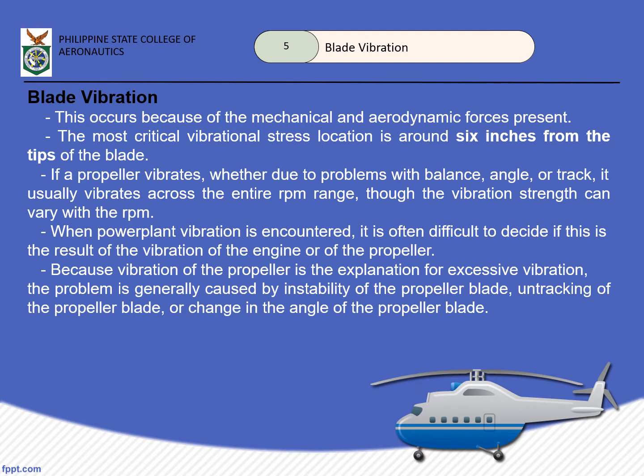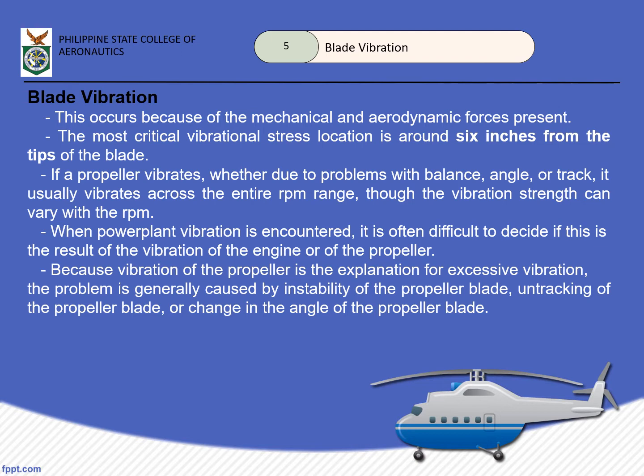So for the third bullet, if a propeller vibrates, whether due to problems with balance, angle, or track, it usually vibrates across the entire RPM range, though the vibration strength can vary with the RPM. Meaning, if maliit na RPM range lang nag-exist itong vibrations na ito, it is not a propeller problem, but from the weak engine propeller match. So, if weak yung ating engine and propeller match, magkakaroon din siya syempre ng vibration.